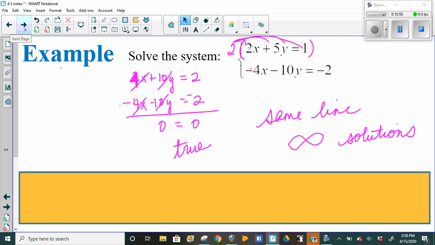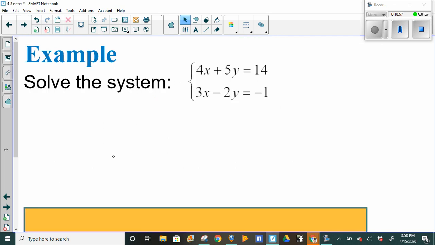Okay, so let's look at another one. Now we have 4x plus 5y equals 14, 3x minus 2y equals negative 1. Here I see both of these are positive, but I have one positive and one negative. So I am going to choose to work with the y values because one is positive and one is negative, okay?